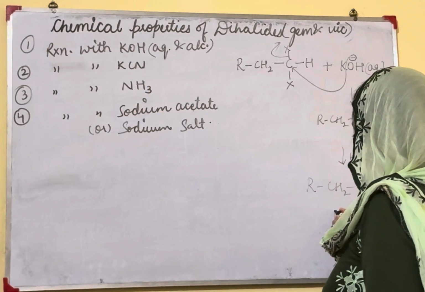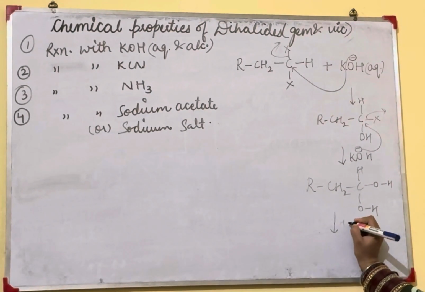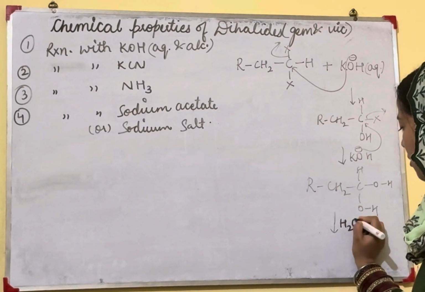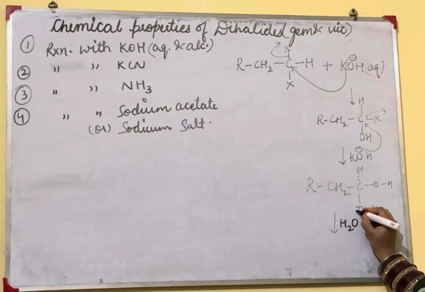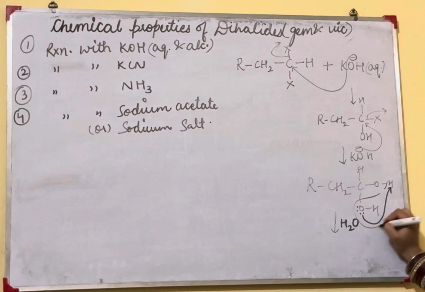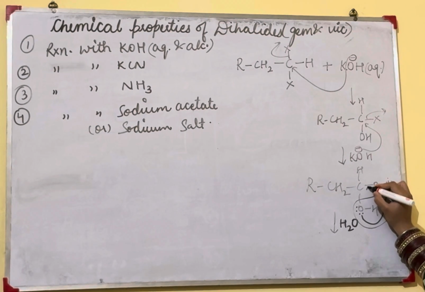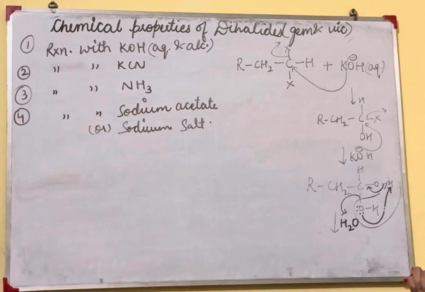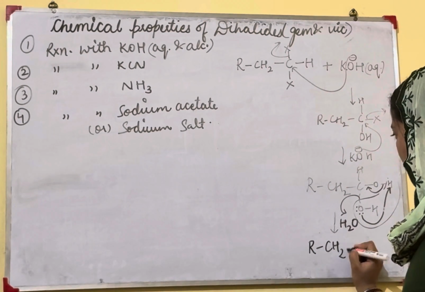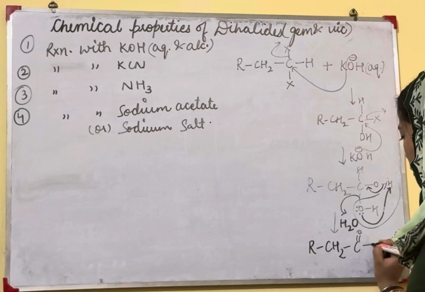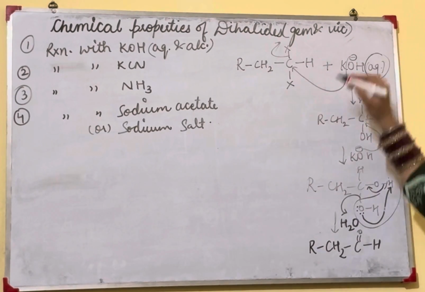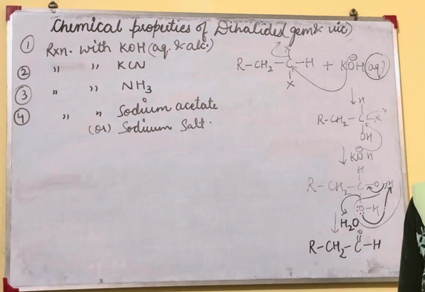Now in the next step, we have to remove water. This oxygen lone pair will attack on this hydrogen. It will lead to the formation of water, and this bond will move here and be removed. Now R CH2 CH double bond O. This will be the product. When it reacts with aqueous KOH, the substitution product will be favored.